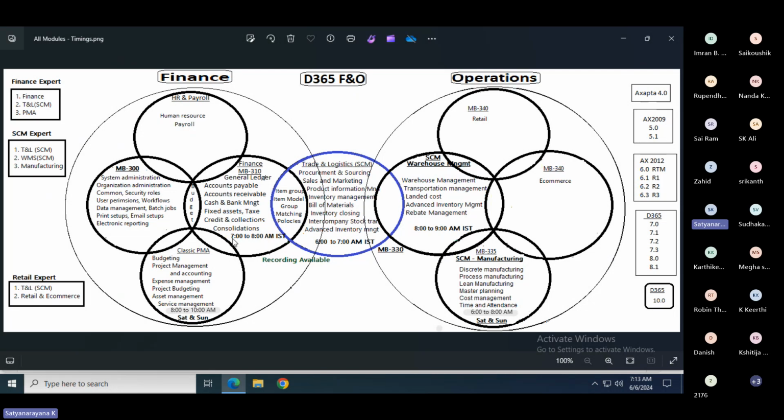So even though you are joining 7 to 8 finance for 10 days, next month, in the month of July, for 10 days, you need to join 6 to 8, only for 10 days. Regularly it is 7 to 8 only, but only for 10 days I will combine both batches. Next month I will do it. I will combine both batches and I will explain.